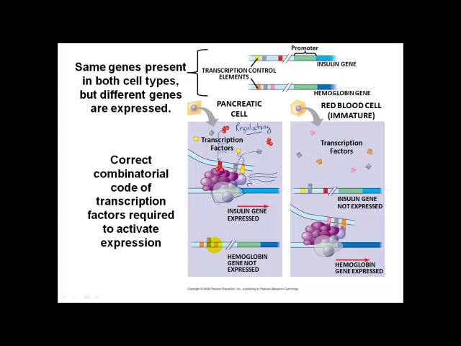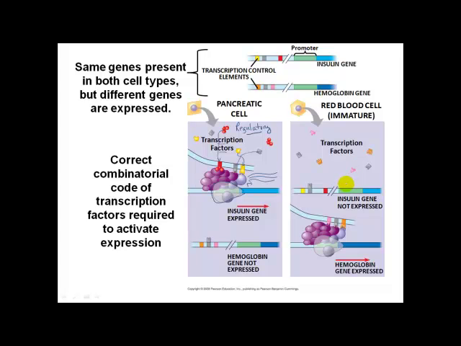Why is the hemoglobin gene not being expressed? Well, we may see expression of one or more transcription factors, but not all of them that are required to activate expression of the hemoglobin gene, right? So 2 additional, let's say, transcription factors are required, but the pancreatic cell doesn't express those, and so therefore the hemoglobin gene is not switched on in its expression. We'd see the reverse situation in the immature red blood cell. The correct transcription factor population to express the hemoglobin gene would be present, but we'd be missing essential transcription factors that are required to activate the insulin gene, right? So our proteins that bind here at yellow and red that were expressed in the pancreatic cell are not expressed in the red blood cell, and so we don't see the insulin gene being switched on, right?